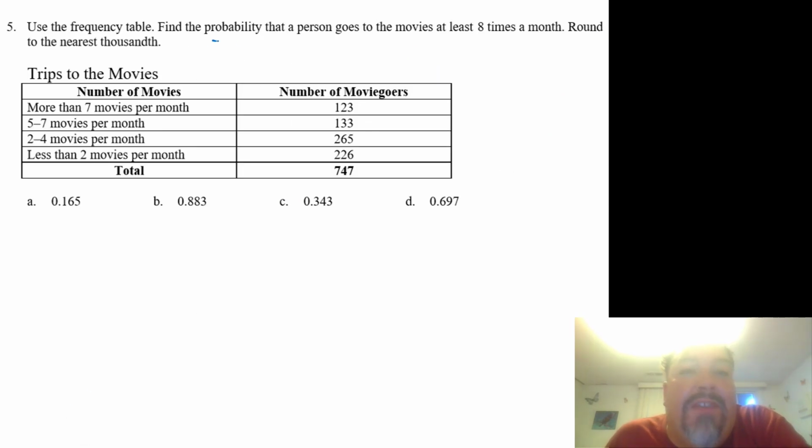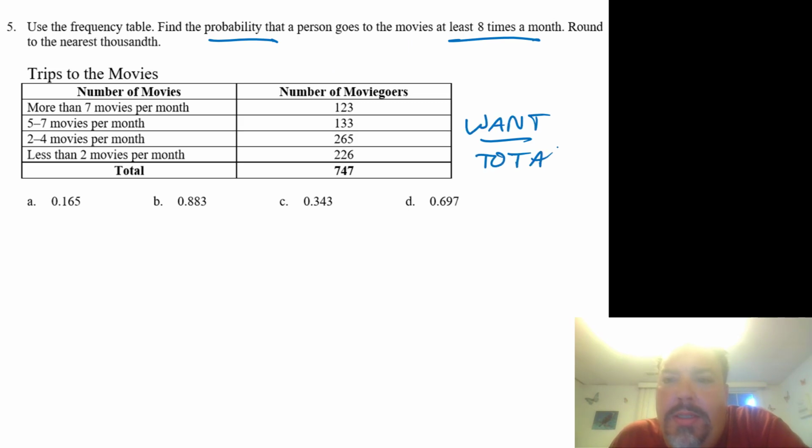Use the frequency table. Find the probability that a person goes to movies at least 8 times a month, and we're going to round it to the nearest 1,000. So this is probability, so we want to figure out what we want out of the total. This one is nice, though, because it gives us the total here at the bottom. So the total we're told is 747. Normally we'd have to add up these numbers to get that total, but here they're already added.